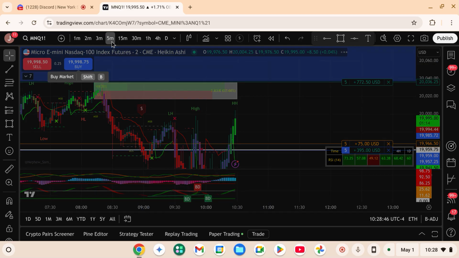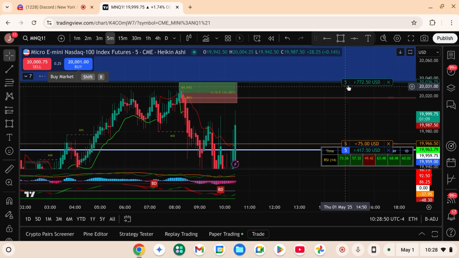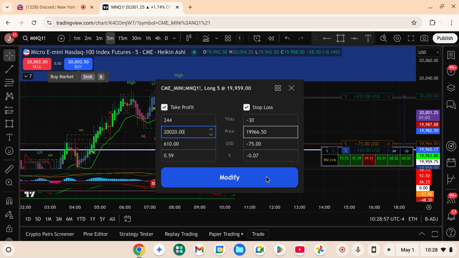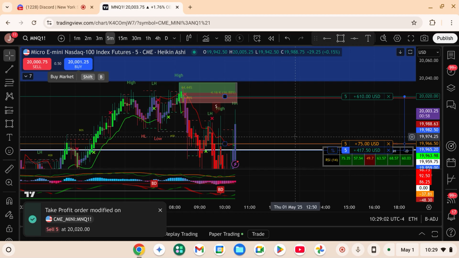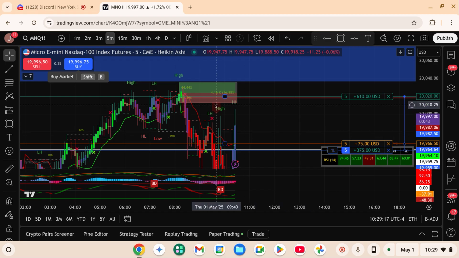Let's see. Where would we? You know what? Let's target this here, this gap here. That's something that'll slow price down. So we'll target that for 610. So you'll make your money back plus two something, because the first one we lost like 220. So if we target this, you'll make your money back plus like $200 extra.